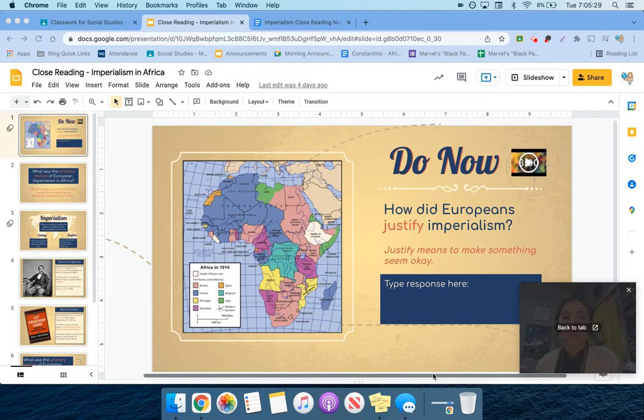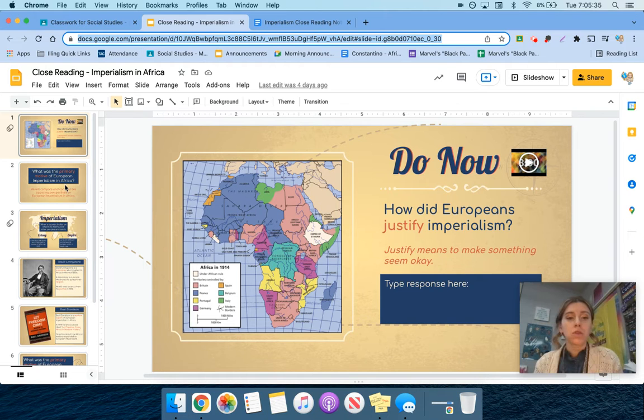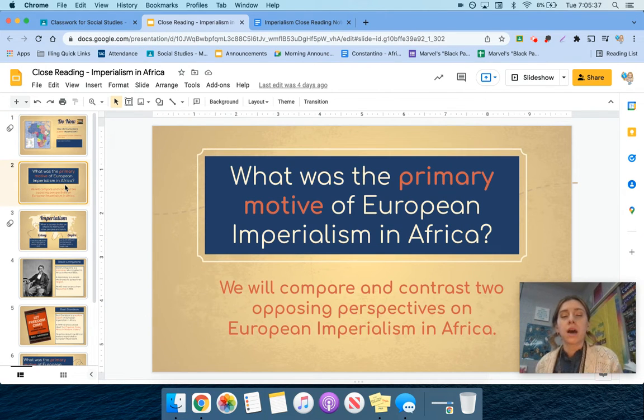It says, how did Europeans justify imperialism? In a note, justify means to make something seem okay. So remember, super important that our question is what was the primary motive of European imperialism in Africa? And today you're going to compare and contrast two opposing perspectives on imperialism.